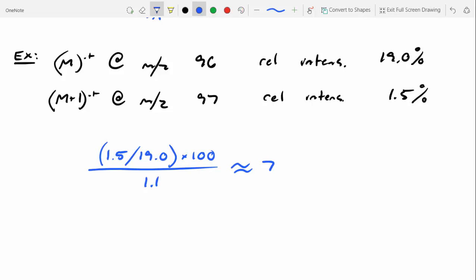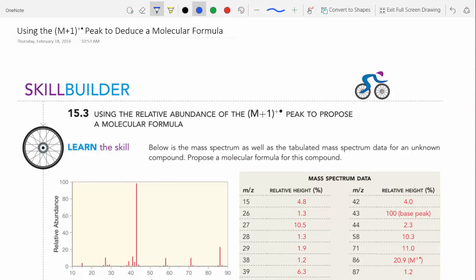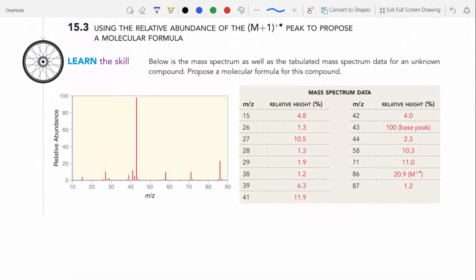Let's take a look at this in terms of a real life example though. And this is one I pulled from the book. I really like the skill builder exercises from the book, but it says, use the relative abundance of the M+1 peak to propose a molecular formula for the following mass spec. And I have the data listed on the right along with the mass spectrum. So what I want you guys to do is to use this data to figure out how many carbons are in there. And then once you have the number of carbons, we need to figure out what the remaining atoms are that make up this molecule.